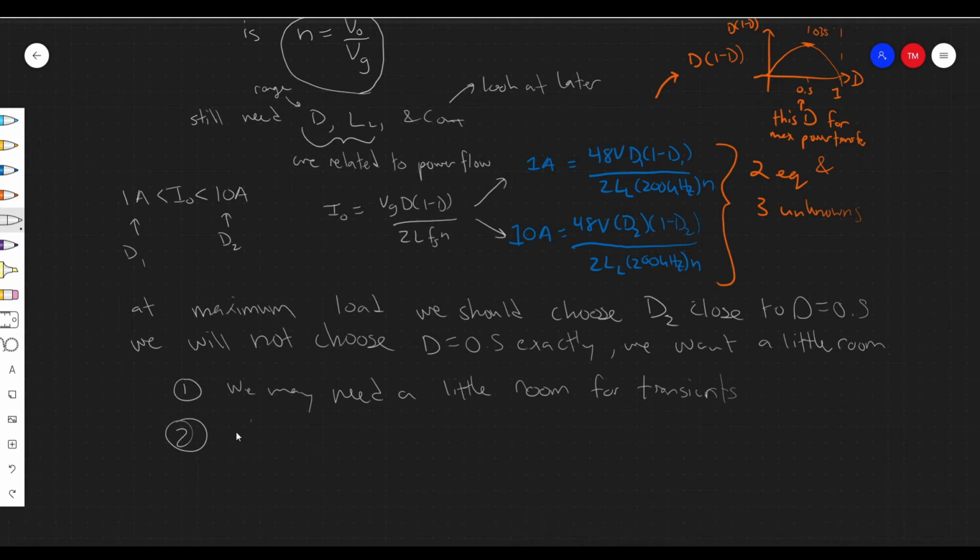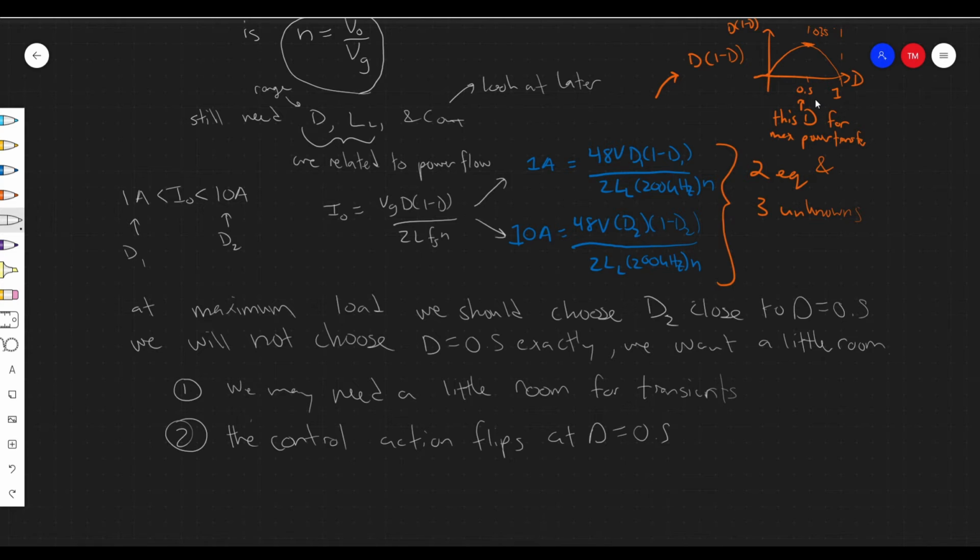Two, the control action kind of flips at D equals 0.5. What do I mean by this? I mean, when we're operating from D equals 0 to 0.5, as you increase D, the output power will increase. However, when you get beyond D equals 0.5, as you increase D, the output power actually drops.